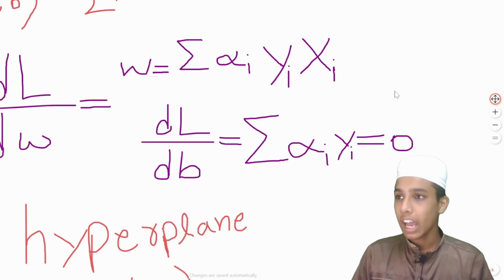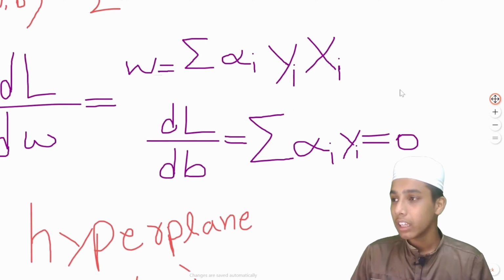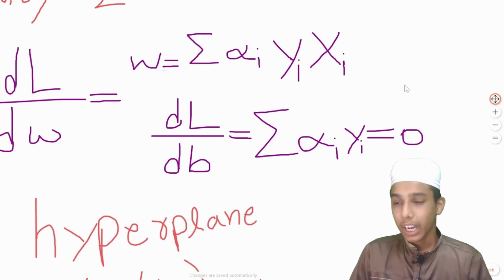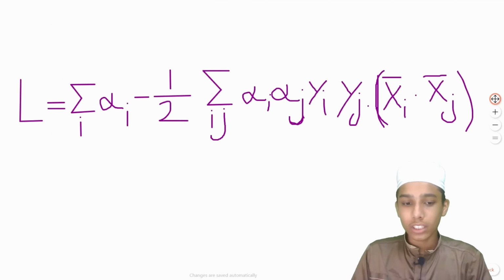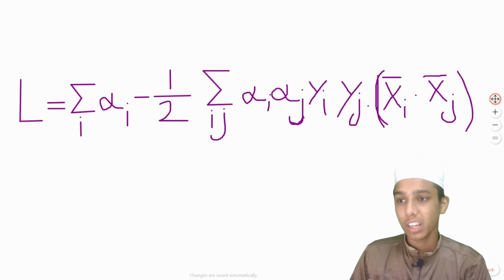Then we have W equals the sum of alpha sub i, y sub i, into x sub i. And then for the dL, as you can see here, dL/db, which is differentiating the L with the b, we have the sum of alpha sub i y sub i equals 0. Now, guys, as you can see on the screen, as I said, we are going to get the same equation but in another form, and that is it.